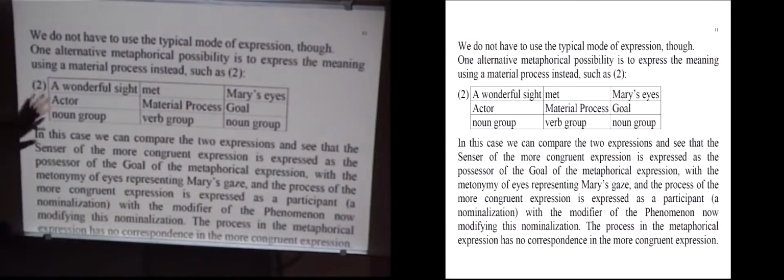But we don't have to use that. We can say a wonderful sight met Mary's eyes, where we have the actor and goal. In this case, we can compare the two expressions and see that the sensor of the more congruent expression is expressed as the possessor of the eyes, Mary's eyes. So Mary ends up as just the possessor of the eyes, with the metonymy of the eyes representing Mary's gaze. So here we're using both metaphor and metonymy. In the process of the more congruent expression, the seeing is expressed as a participant, the nominalization, that's the wonderful sight, with the modifier of the phenomenon now modifying this nominalization. And the process in the metaphorical expression has no correspondence in this thing.